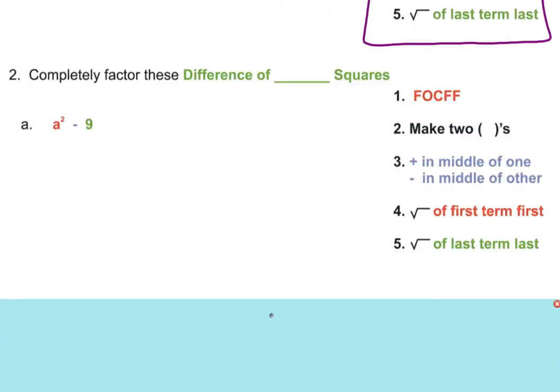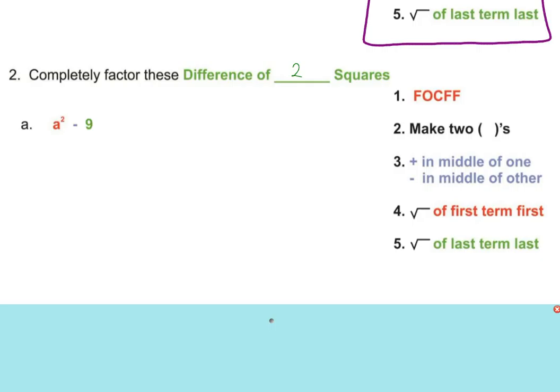All right, so let's do the next one. Completely factor these difference of two squares. Get the name down. I will ask you the name. And the reason I want you to know the name is for this. I'll mention, oh, hey, that's a difference of two squares. And I want you to know what I'm talking about when I say that. Okay? So our first example is a difference of two squares.